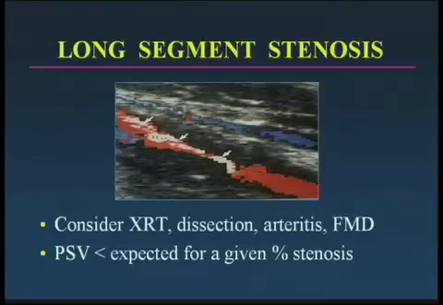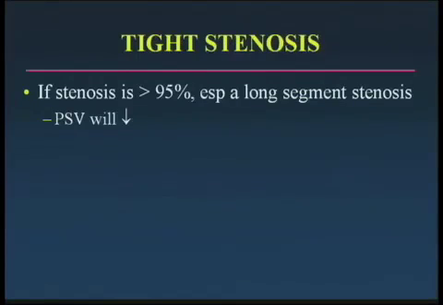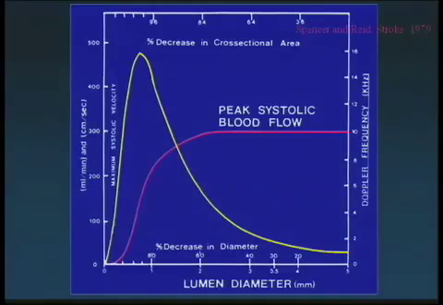This is an older image of another long segment stenosis, just to point out that these aren't very common. Typically, carotid stenoses are only about 1 centimeter or less in length, and if you see a long segment stenosis, you should consider other etiologies such as prior radiation therapy, carotid dissection, arteritis, including fibromuscular dysplasia. But one of the most important things to remember is that if you have a very tight stenosis, greater than 95% stenosis, especially if it's a long segment, the peak systolic velocity actually will decrease.